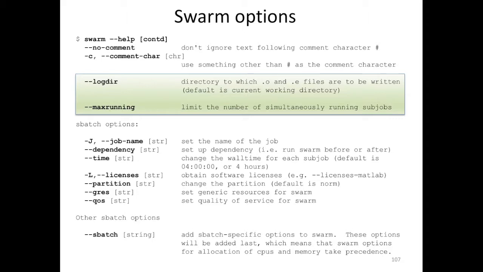And --maxrunning. That limits the number of simultaneously running subjobs. Suppose you submit a swarm of 100 subjobs. If the cluster is not busy, they might all start up all at once. And suppose those jobs are doing a lot of input-output. So they're reading or writing a lot of data. Then those jobs could put quite a load on the file system. And in that case, we might ask you to set maxrunning to some lower number so that only a smaller number of those jobs run at any time.